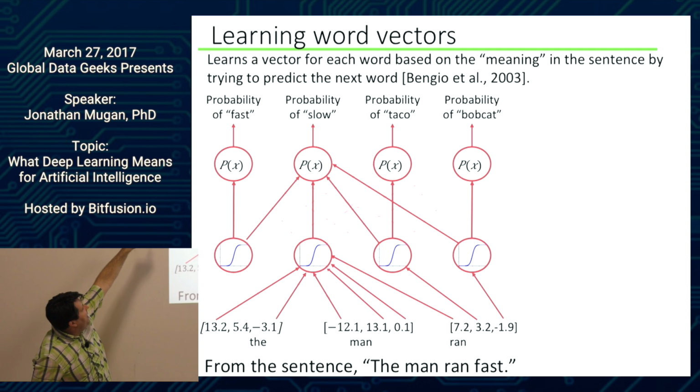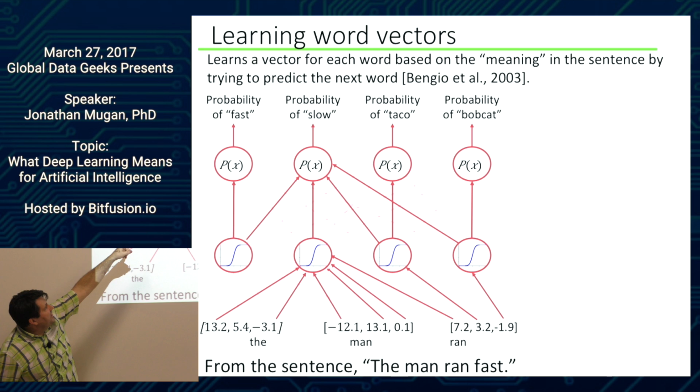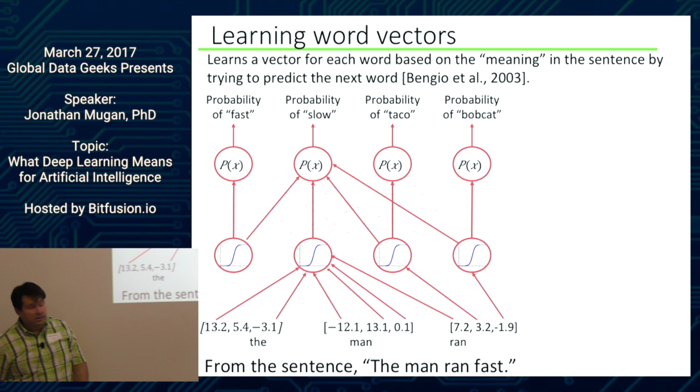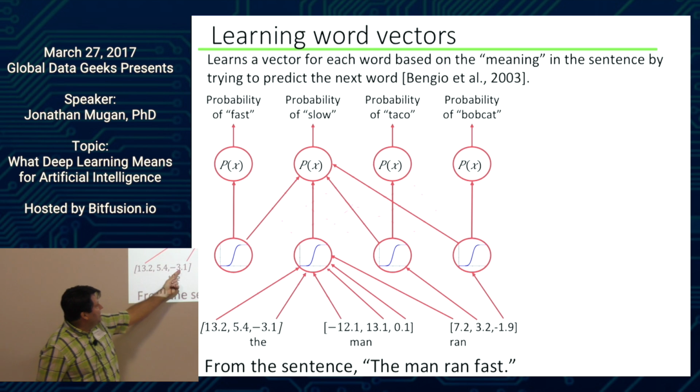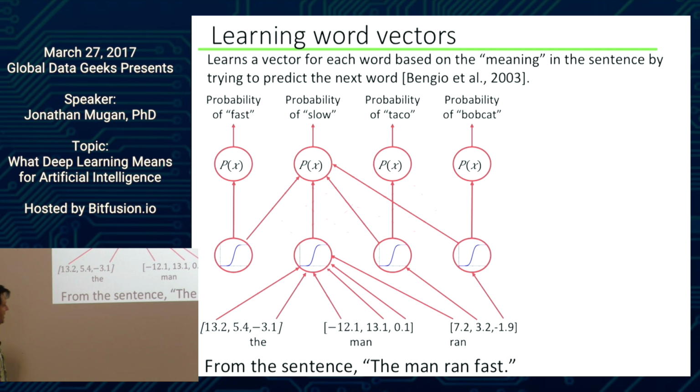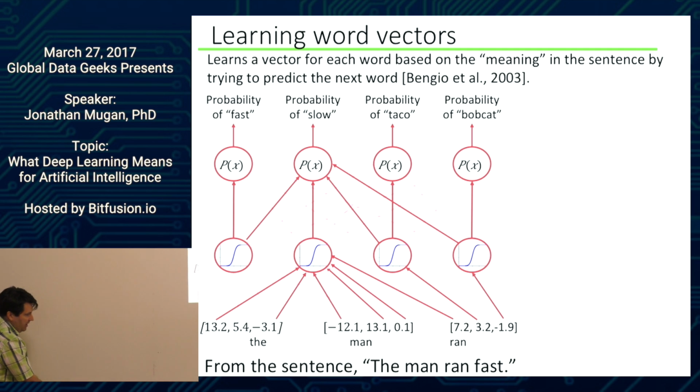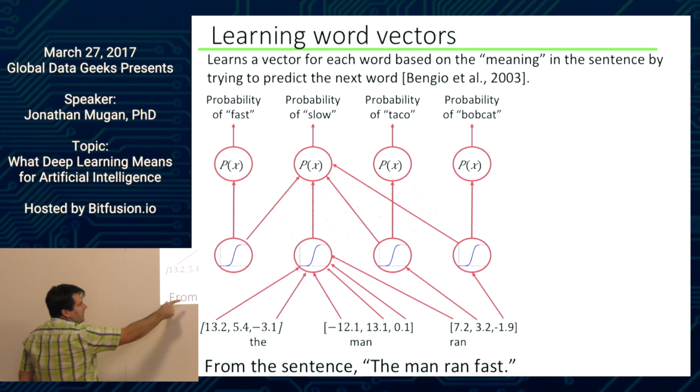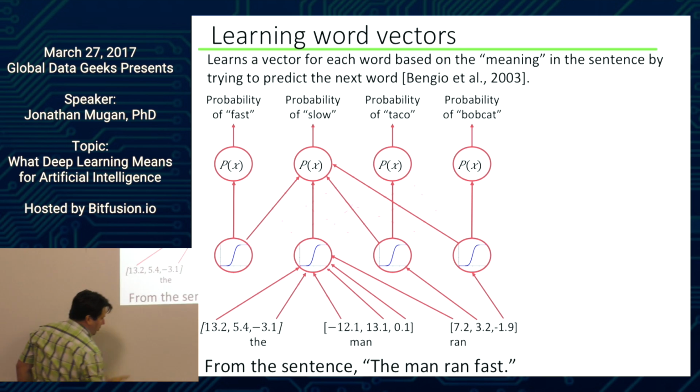And you have a probability for fast, a probability for slow, a probability for taco, and a probability for bobcat. And each of these vectors is actually in some huge matrix, which is the number of words in your vocabulary, typically around 50,000, and the length of each vector, which is usually around 300. And so when "the" comes up, you pull out the vector for "the", and "man", you pull them out.